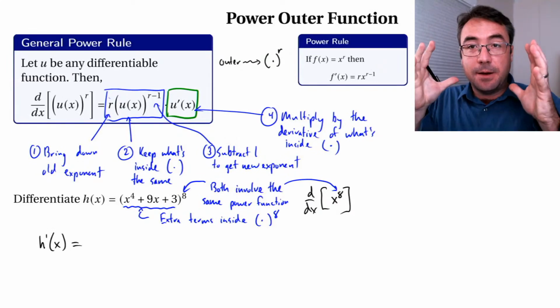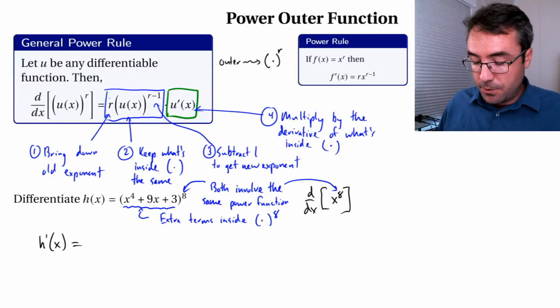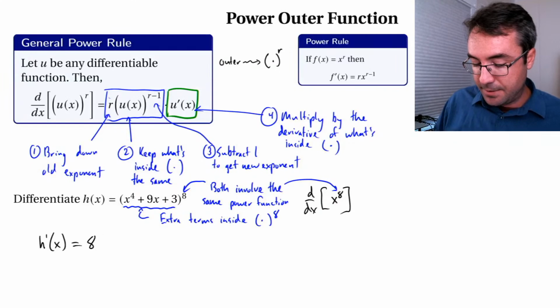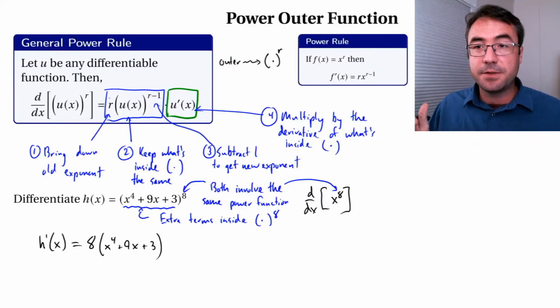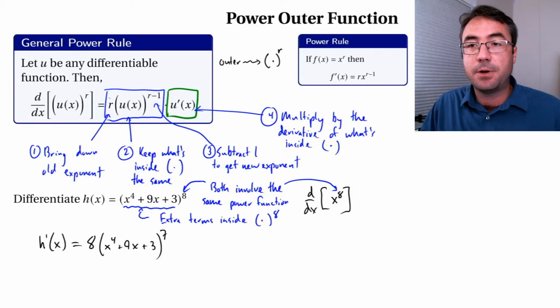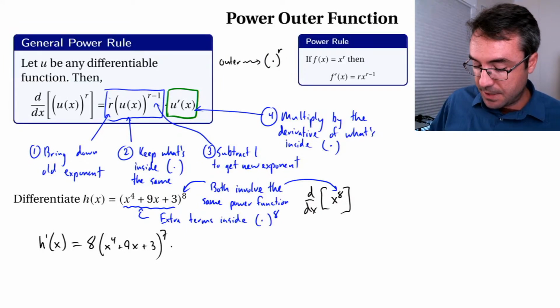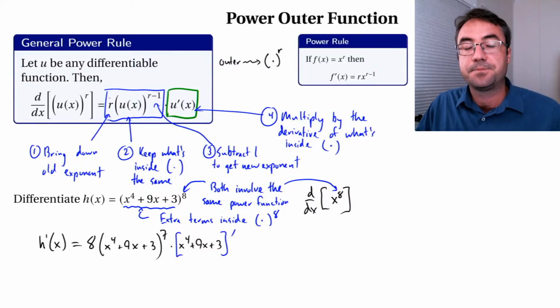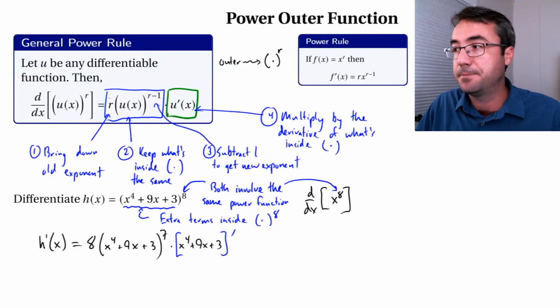We see that it's a power function with some additional terms inside the parentheses. So we're going to use this general power rule. So we bring down the power 8, keep everything in the parentheses exactly the same. So x to the power 4 plus 9x plus 3, keep it all the same. Subtract what we had in the exponent. So subtract 1 brings us down to power 7. And then we take those terms that are inside the parentheses and we multiply by their derivative. So we're going to do the derivative of x to the power 4 plus 9x plus 3.